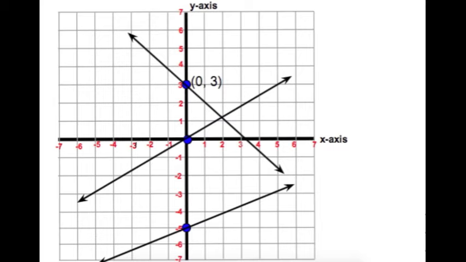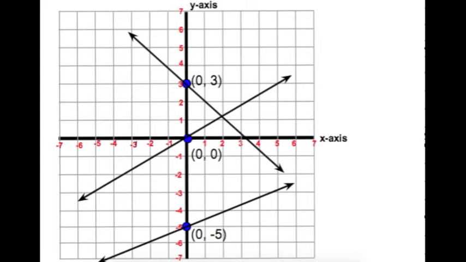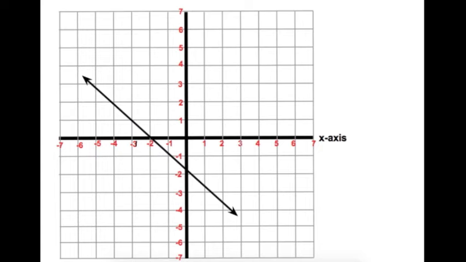Let's go back through each of these three examples and label the ordered pair that represents the y-intercept. For our first example, the ordered pair is 0, 3. For our second example, the ordered pair is 0, -5. And the ordered pair for the y-intercept of the third line is 0, 0. Notice one similarity between all of these ordered pairs for our y-intercepts: the x-coordinate is 0 for all of the ordered pairs. Let's identify x-intercepts now.